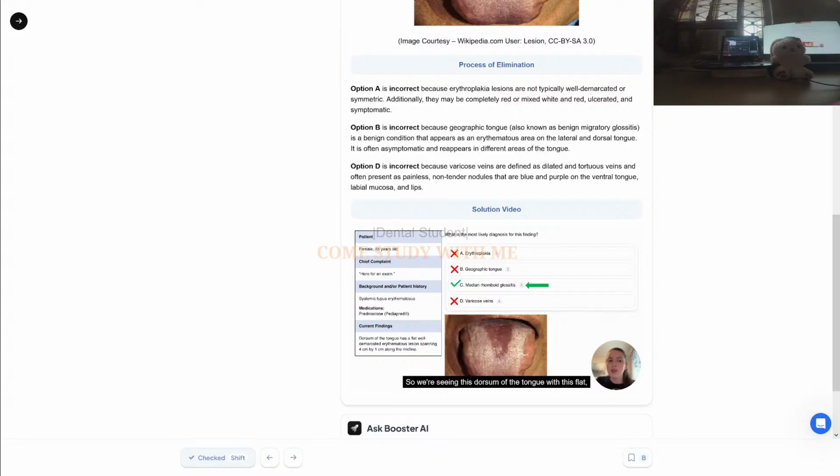So when we're seeing this dorsum of the tongue with this flat, well-demarcated erythematous lesion right along the midline, we know that this patient is taking a glucocorticoid. We know that what we're seeing here is median rhomboid glossitis, and it's due to chronic erythematous candidiasis.